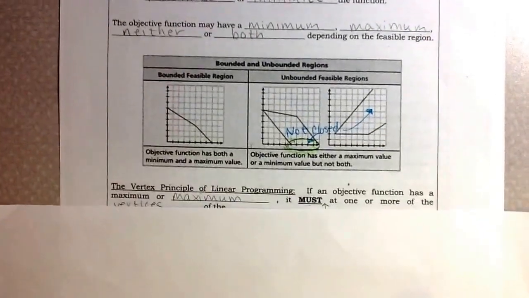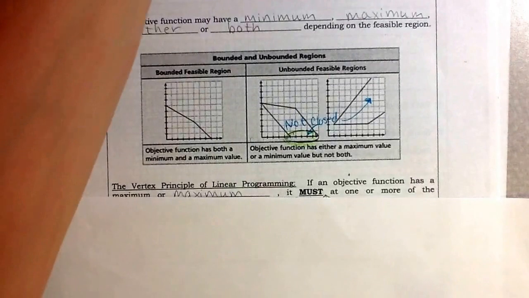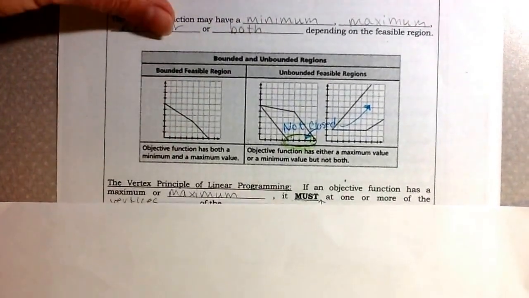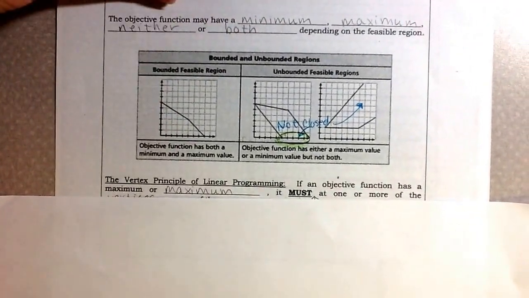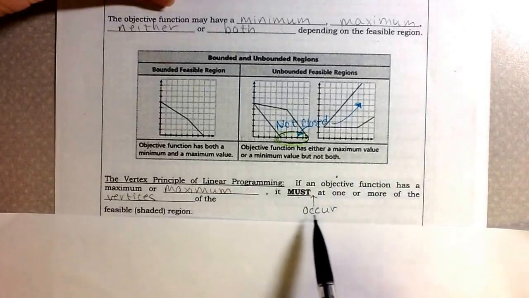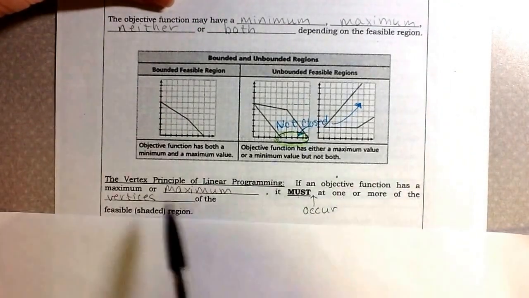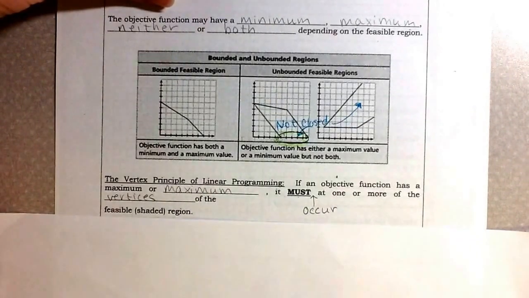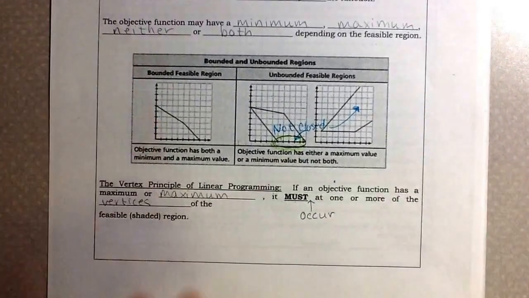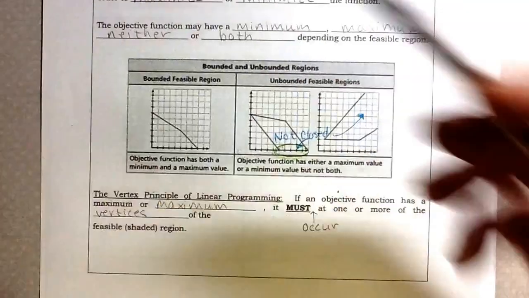Okay, the vertex principle of linear programming says that if an objective function has a maximum or minimum, it must occur at one or more of the vertices of the feasible or the shaded region. So instead of going into more detail with the vocabulary, we're going to just go ahead and work out a linear programming problem.